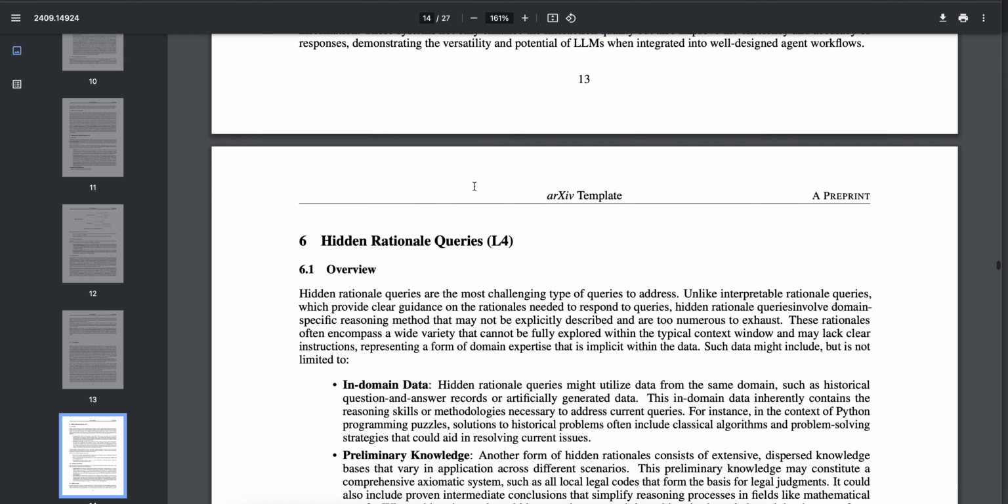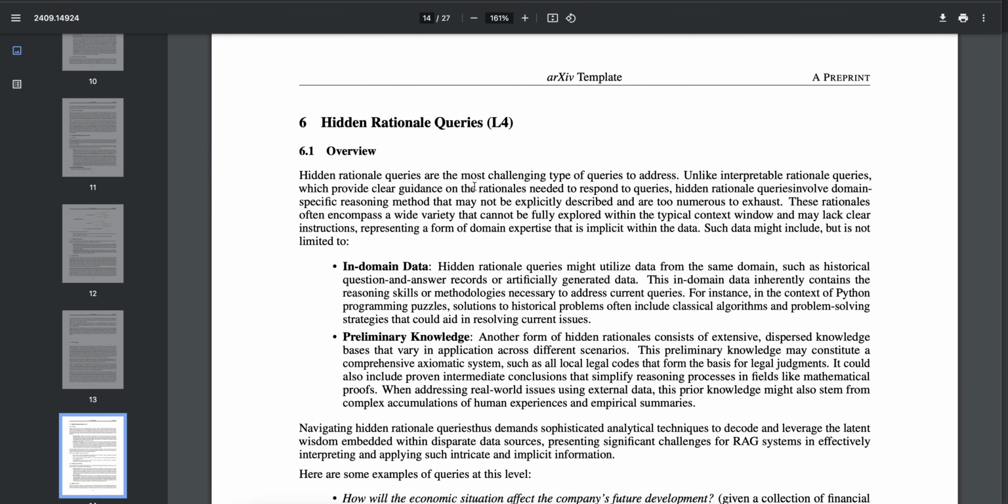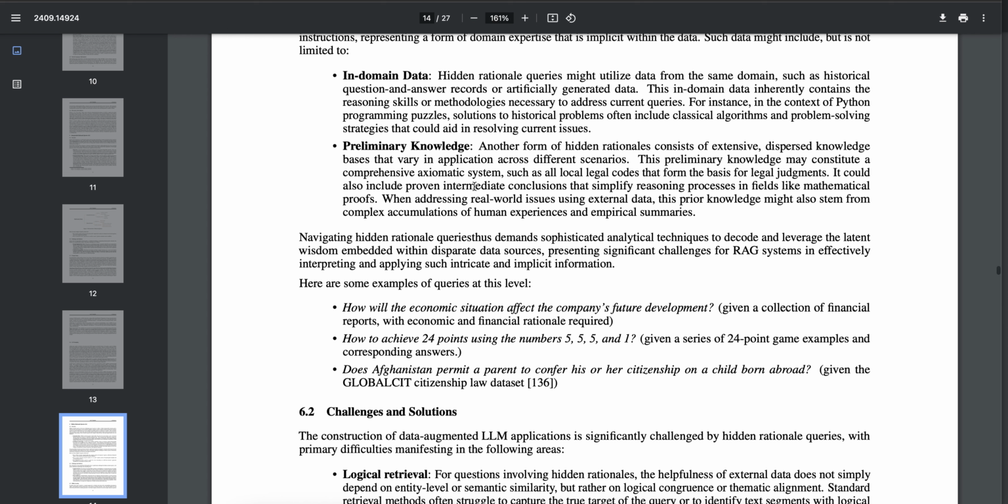Now moving to the fourth one, hidden rational queries, the toughest of them. And the questions, you guys will understand, it's really hard for even a human to directly answer without some given context. So how will economic situation affect the company's future development? Here, the model first needs to realize why the company is facing economic situation, like what is the current situation of the economy in the company, then what is the future goals of the company, and how the current economic situation is going to affect it. So you see, two things are there, and then, using those two things, you have to assume a third thing for the customer.